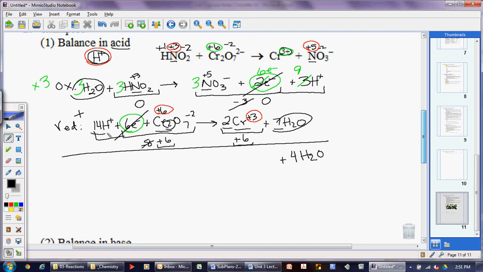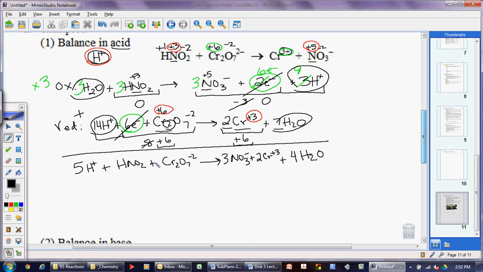We have 14 H pluses on the left. We have 9 of them on the right. The net result is 5 H pluses on the left. And then everything else that doesn't cancel: our HNO2, our dichromate, Cr2O7 2-. And then on the right side, we still have the 3 nitrates and our 2 chromium +3 ions.